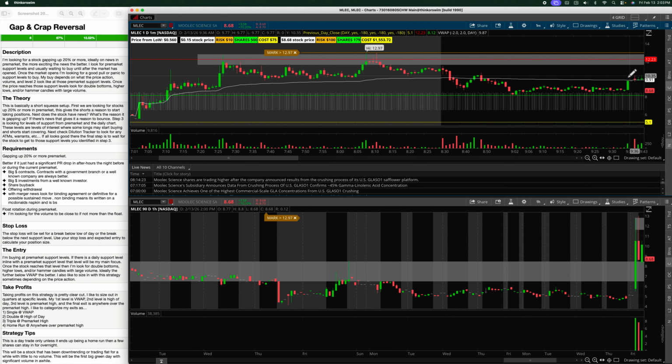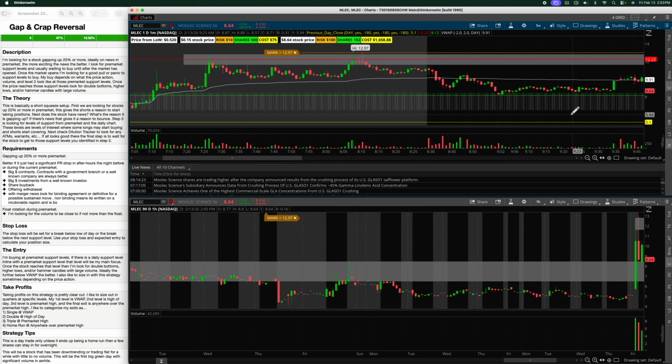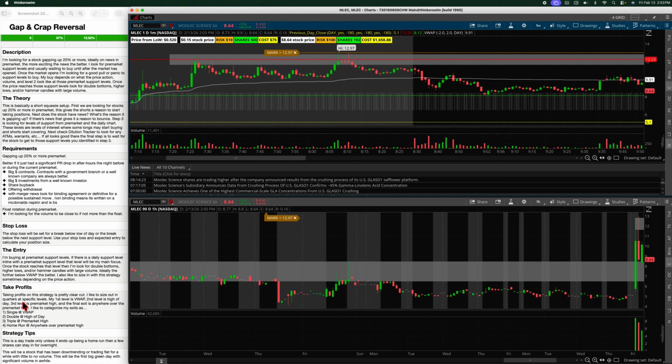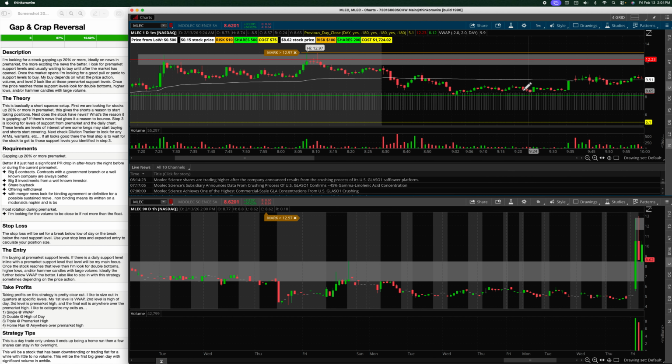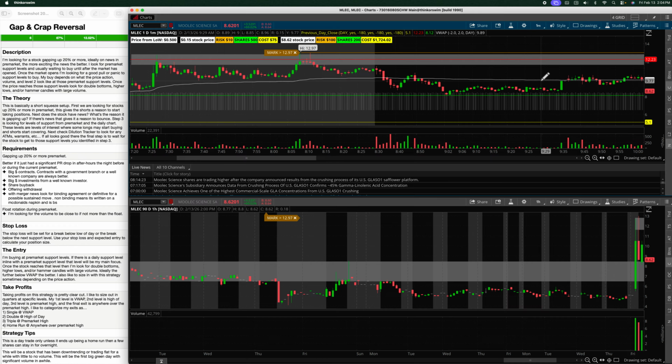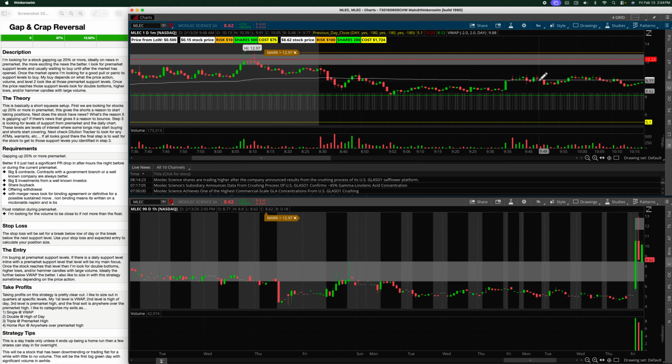And then once it starts pushing, we stop adding, right? Once you get that push, you stop adding. Take profits. Take profits on this strategy is pretty clear cut. I like to size out in quarters at specific levels. My first level is VWAP. So you start getting in here, we run up to VWAP right here, you see. Maybe start scaling out a little bit, right? Do I always do this? No, but these are my rules. That's where the discipline comes in. I got to start sticking to my rules.